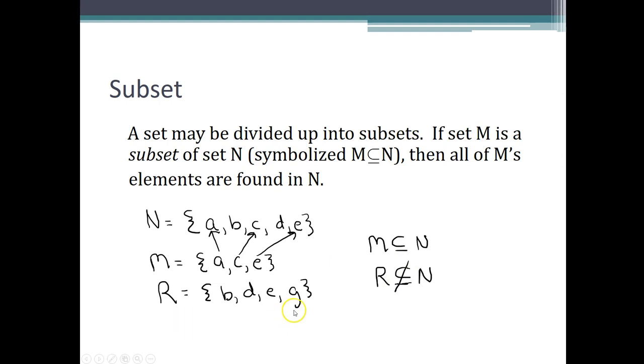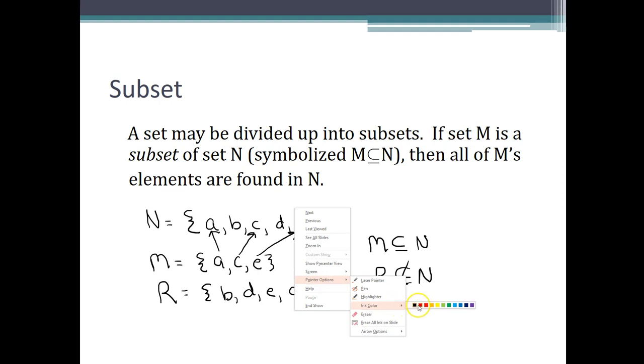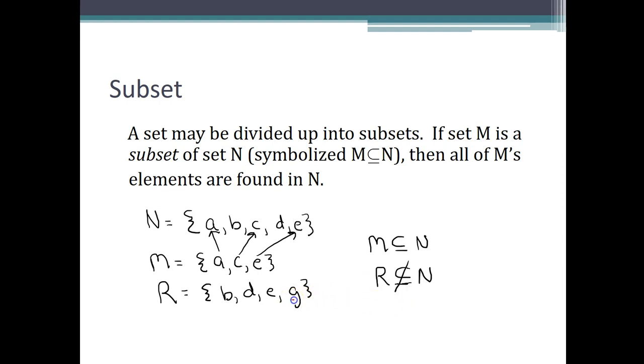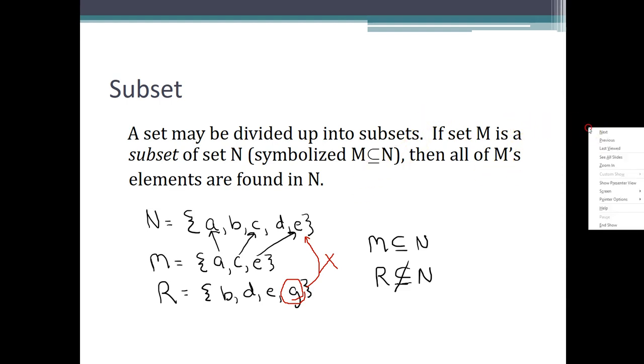Because this one element, G, now I'm going to change to a different color. This one element, G, right here, it is not found up there in N. So if you're trying to do a subset and it has any elements that are not found in that original set, then it's not a subset. So just be aware of that. All right, so let's dive a little bit further into subsets.